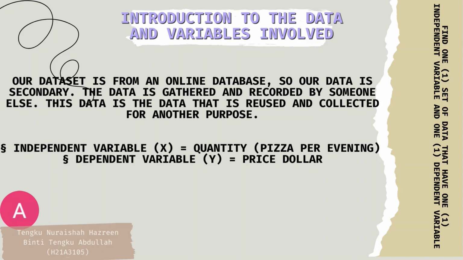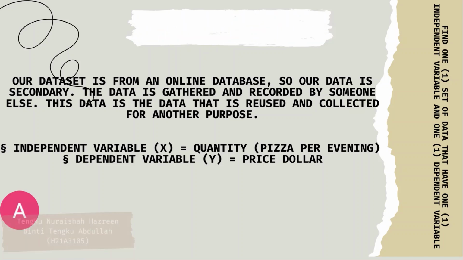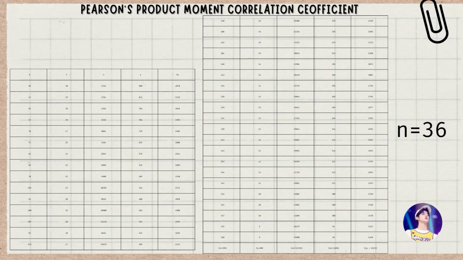The independent variable for this data is the quantity of pizza for the evening. The dependent variable for this data is the price in dollars. Next, we will look into the Pearson product-moment correlation coefficient. The table on the slides shows the selected data of the 36 data samples we chose.